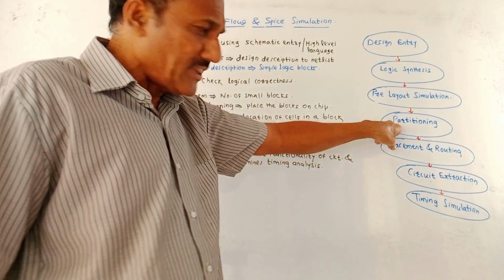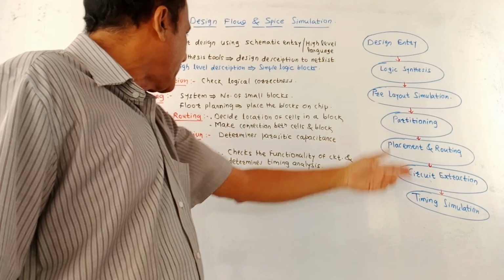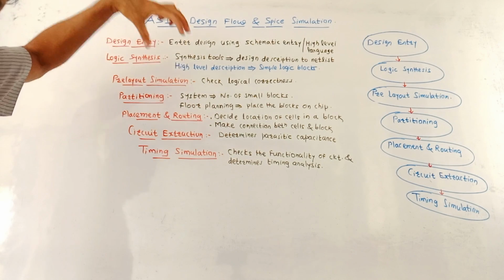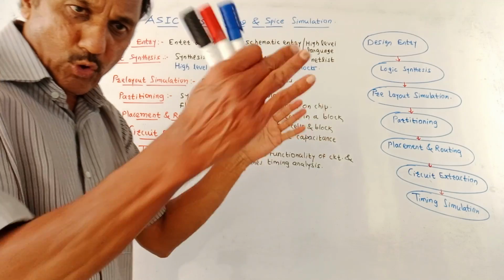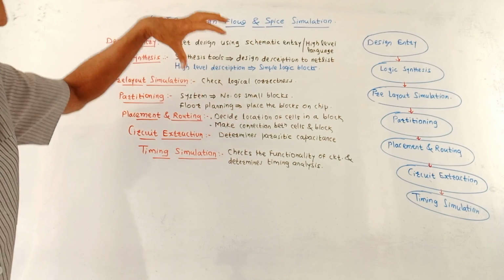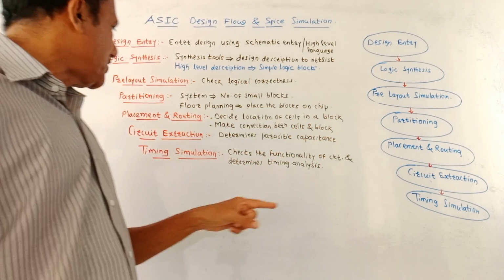Next is partitioning. You may also write this block as partitioning and floor planning. So in case of partitioning, as the name indicates, the entire system is divided or broken into a number of smaller blocks. And in case of floor planning, this gives you the planning about the placing of blocks on the chip.